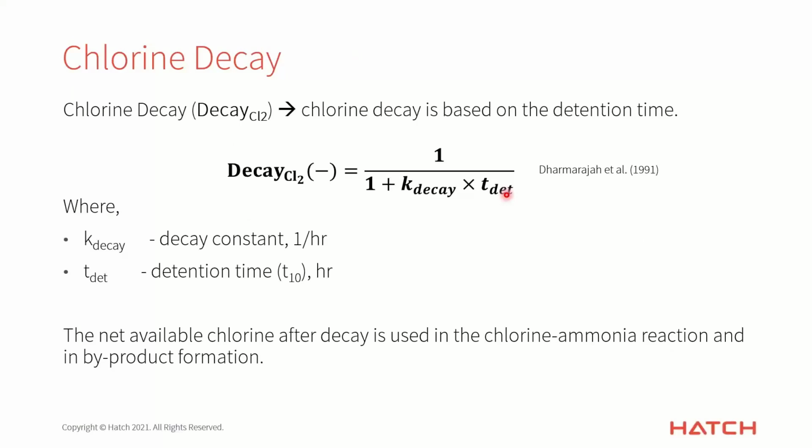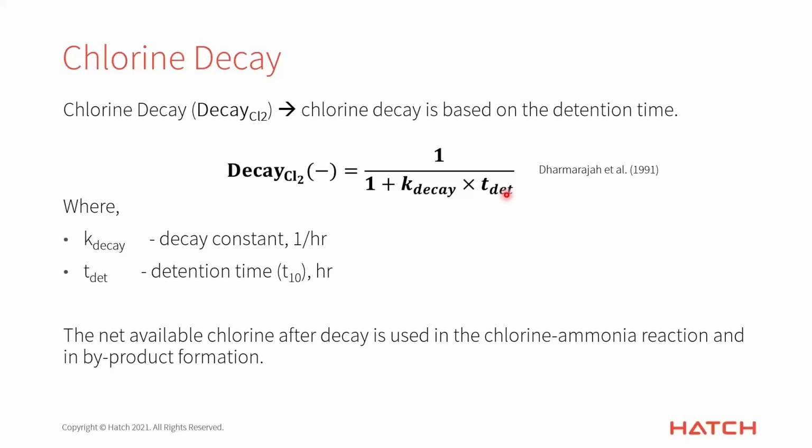Okay, so the next process that we're going to talk about that affects the residual chlorine is the chlorine decay. And the chlorine decay accounts for the chlorine that decays due to the detention time in the chlorination basin. It's represented by a kinetic model that relates the T10 detention time to the chlorine decay using a decay coefficient. So the definition of the T10 detention time, for those who don't know, is the time it takes for 10% of the volume of a certain unit, in this case the chlorination basin, to pass through that unit.